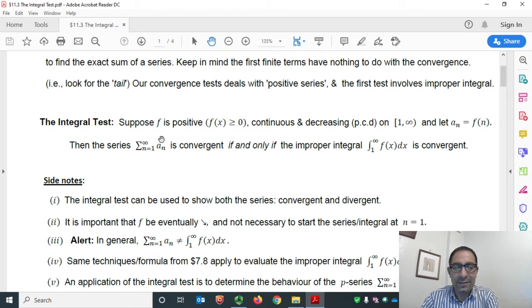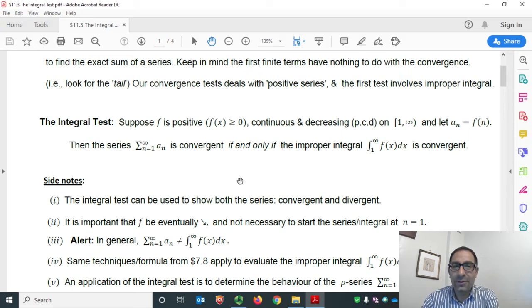Let me state: suppose f is positive, continuous and decreasing on [1, infinity), and let a_n equal f of n. Then the series sum of a_n is convergent if and only if the improper integral of f(x) from 1 to infinity is convergent.